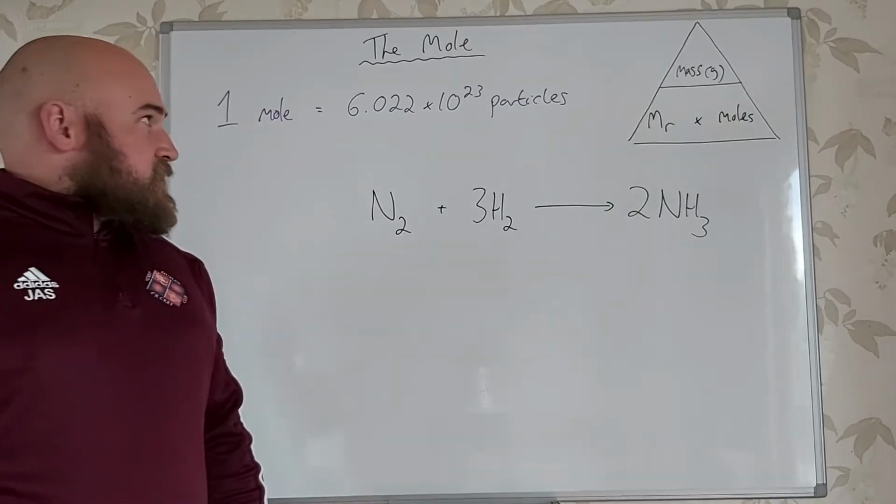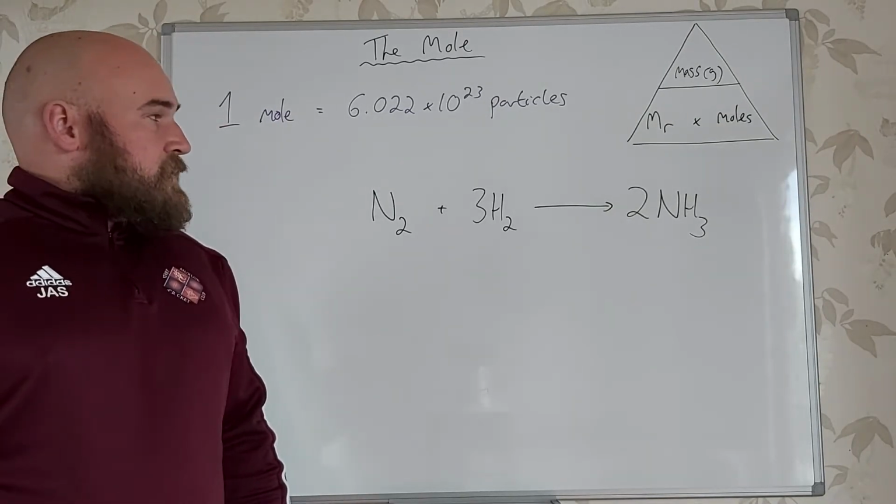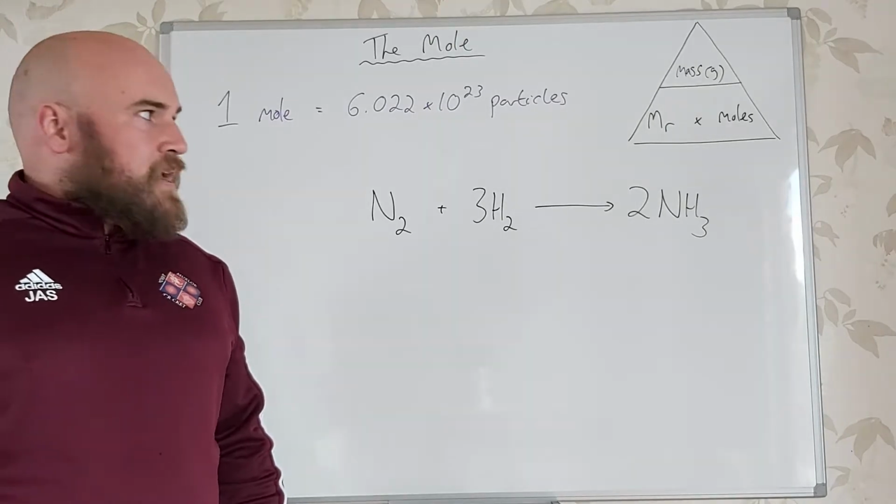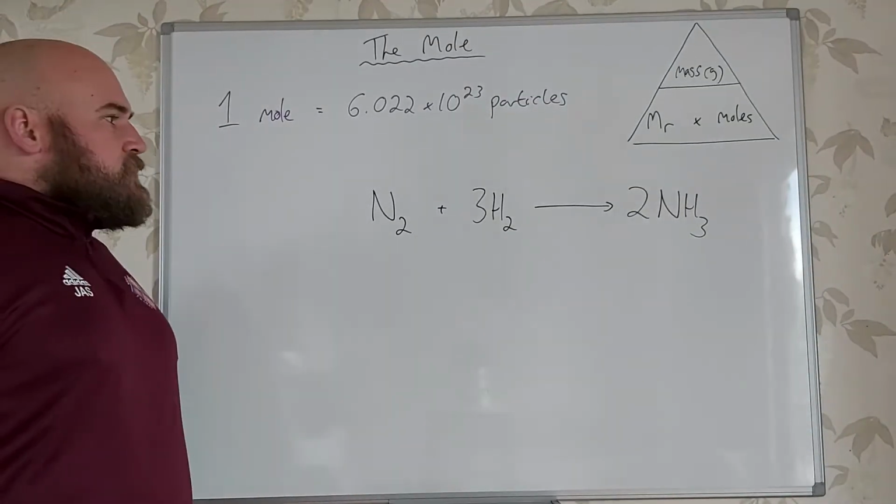So it's 6022 and then 20 zeros after it. It's quite a big number. It's quite important for a reason I'm going to explain now.